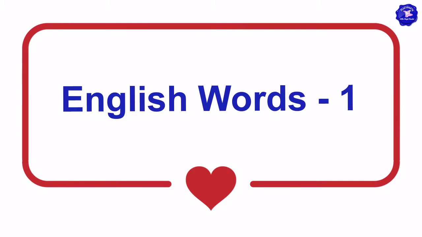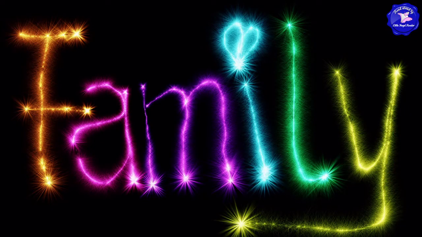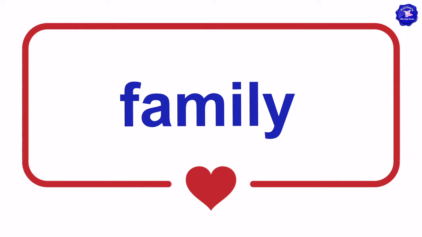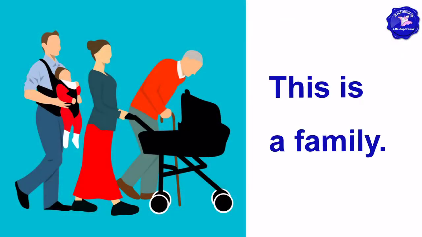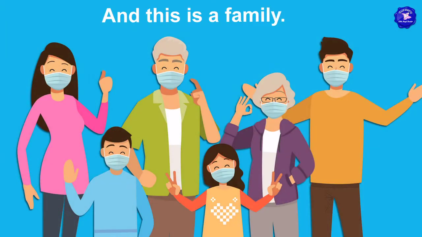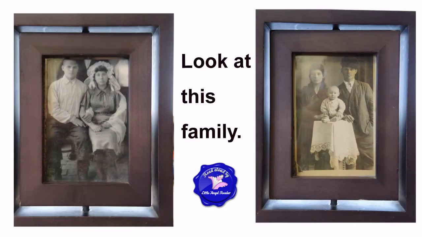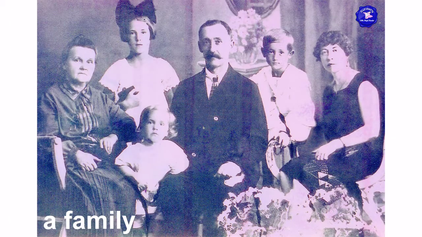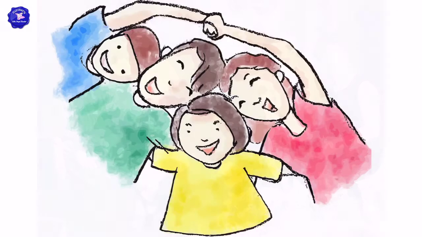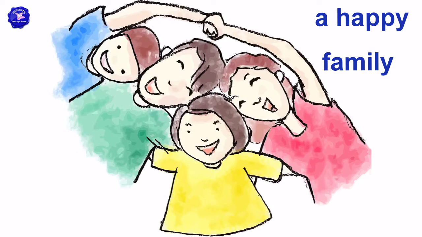English words 1. Family. This is a family. And this is a family. Look at this family. A family. A happy family.